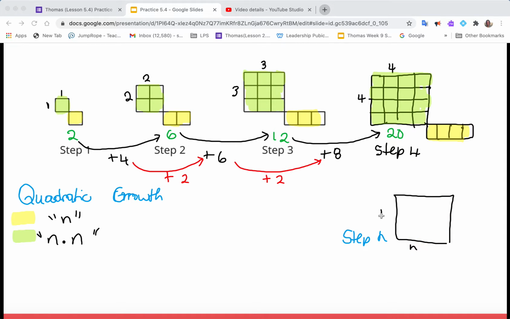This is n, that's n, and then I have 1 row of squares. This is 1 and this is n. So the total number of squares would be given by n squared, and this would be given by n. So the expression that would give us the nth term is going to be n squared plus n.